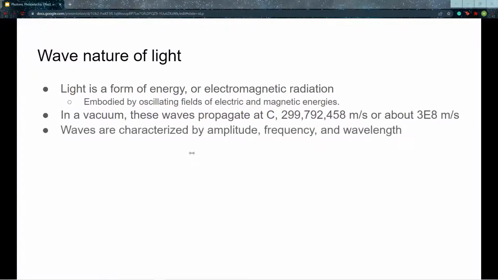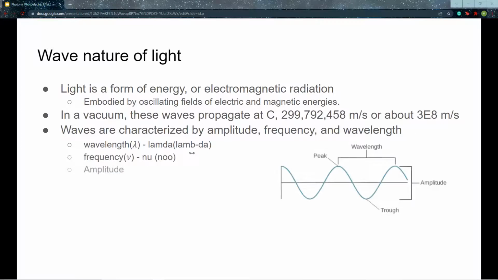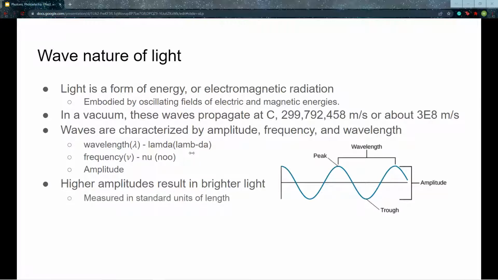These waves, like all others, are characterized by amplitude, frequency, and wavelength. The wavelength is represented by lambda, frequency is represented by nu, and amplitude is represented simply in terms of distance. This photo illustrates the different parts of a wave. Peaks and troughs represent the high and low points along the wave, and a wavelength refers to the distance between two peaks or two troughs, and the amplitude refers to the height difference between peak and trough divided by 2. On a sine wave, the wavelength is 2 pi and the amplitude is 1.